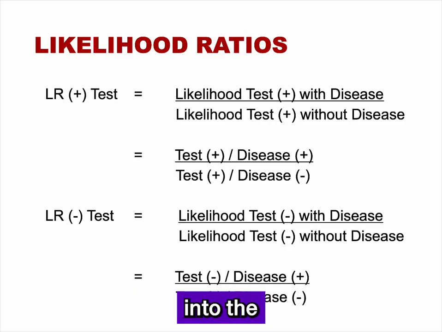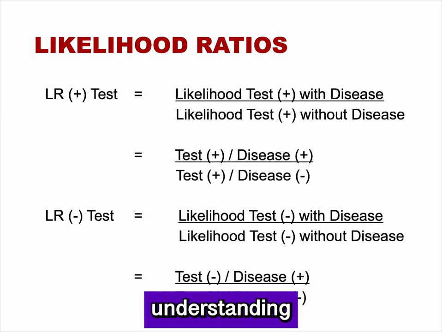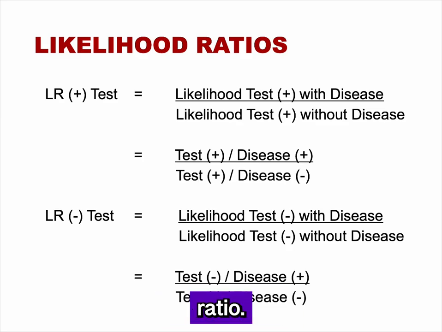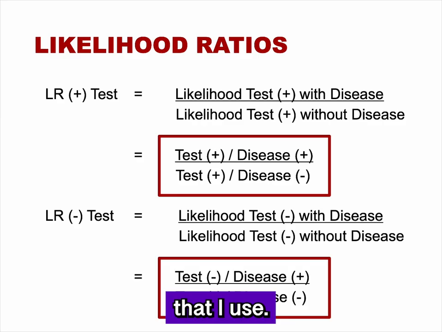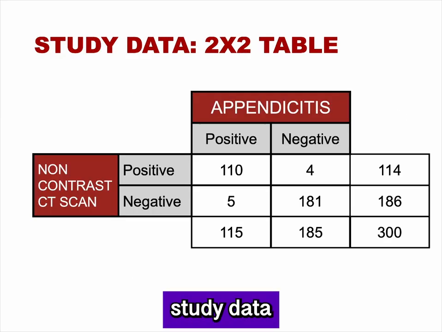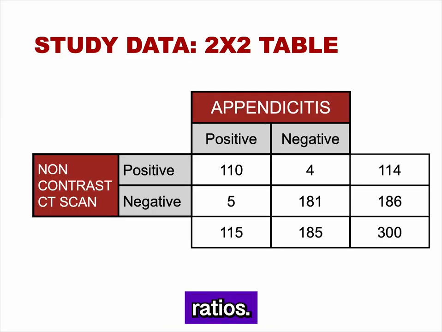These formulas translate into the same formulas that include sensitivity and specificity, but they provide us with a better understanding of how to interpret a likelihood ratio. The highlighted ones are the ones that I use. This is our study data from which we can calculate the likelihood ratios.